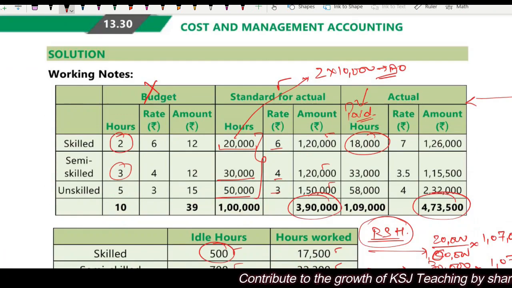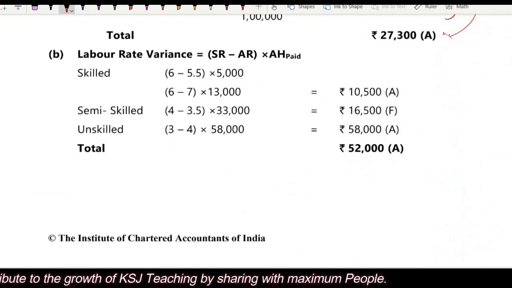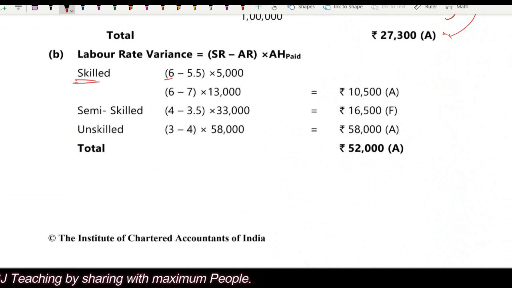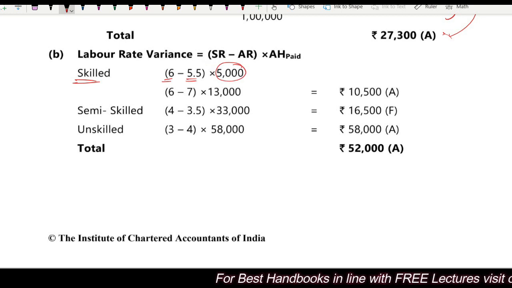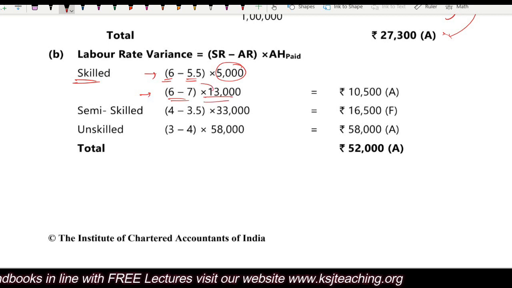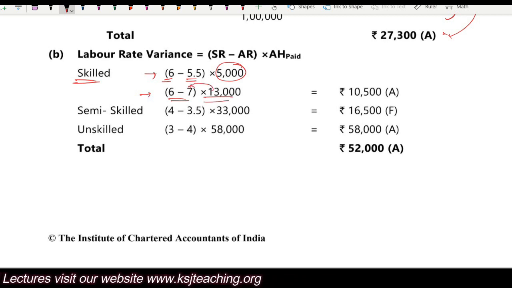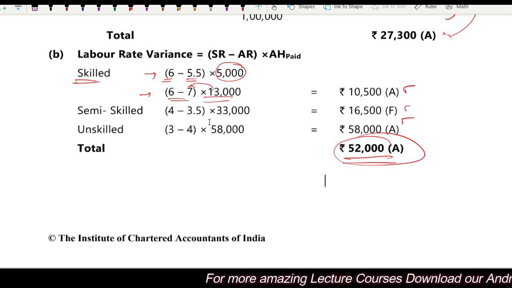So now you need to calculate the labor rate variance, right? So about the skilled labor, what is the standard rate? 6. For 5,000 units, the actual rate is 5.5. So 6 minus 5.5 multiplied by 5,000 units, right? And the second part is 6 minus 7 for 13,000 units, it is 7 rupees. So the total of this will be 10,500 adverse. Semi-skilled and unskilled will remain the same. Total 52,000 adverse. This is the rate variance as asked in the second part.